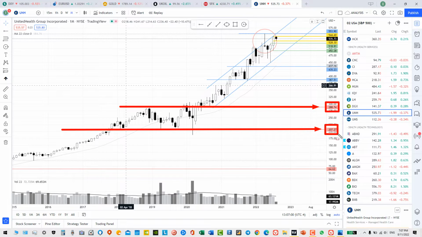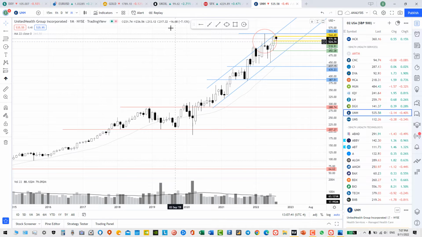So relatively, these levels are a little bit far from the current price, around $535. But in general, it is clear that the major structure is healthy and heading upwards.